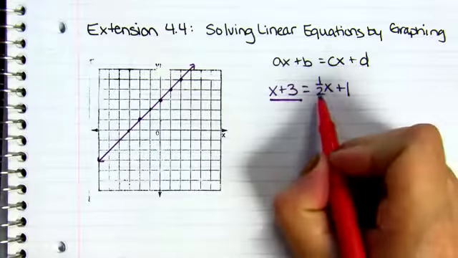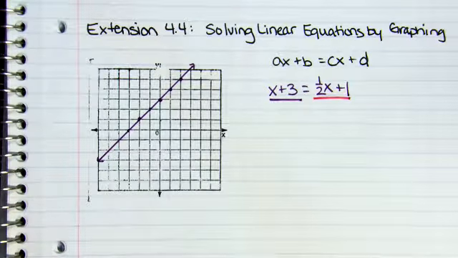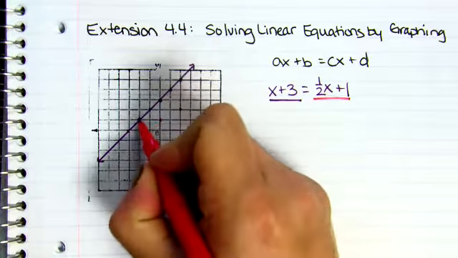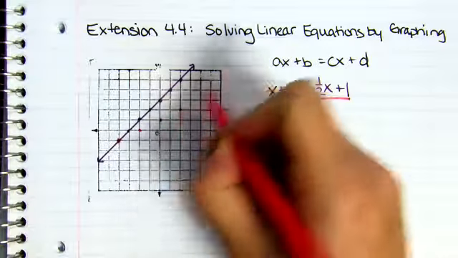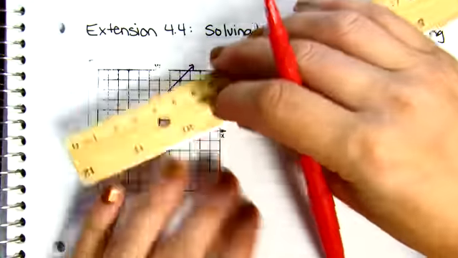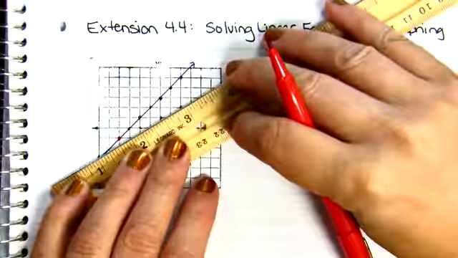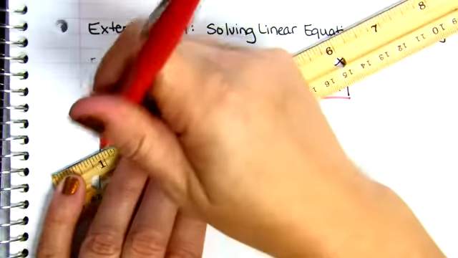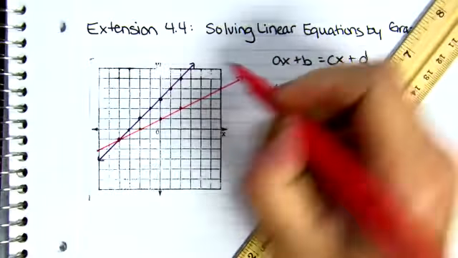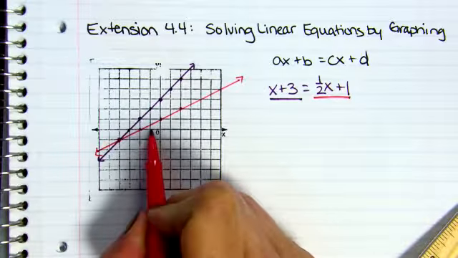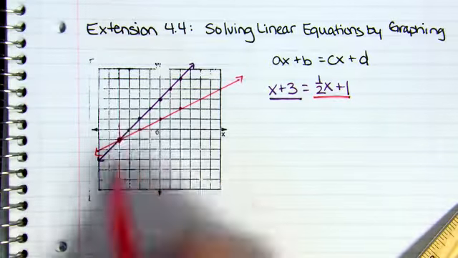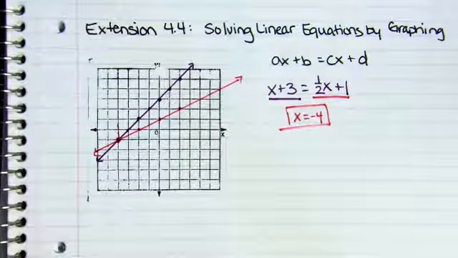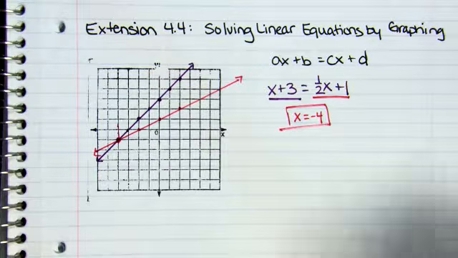And then I'm going to graph this other half, 1/2 x + 1. So I start at 1, and I go up 1 over 2, and I go back 1. And I can already see where that intersection point is going to be. So I graph this line. And I can see that these two lines are going to intersect where x equals -1, 2, 3, x equals -4. So my solution is x = -4. And that's all there is to it.